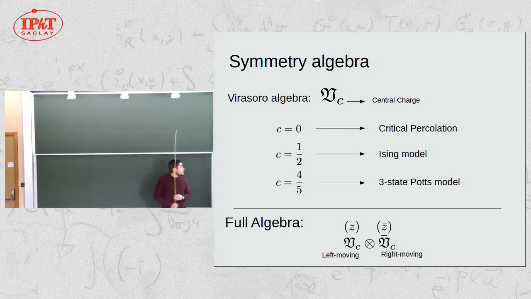and in particular, if we look at CFTs that describe critical points of statistical physics systems, different values of c will determine which model we are describing. And so for c equals 0, we have critical percolation, c equals 1/2 is the Ising model, and c equals 4/5 the 3-state Potts model, and so on. In this case, we will consider a theory where we have a full algebra made of 2 copies of the Virasoro algebra with the same central charge, and which we call left moving and right moving.